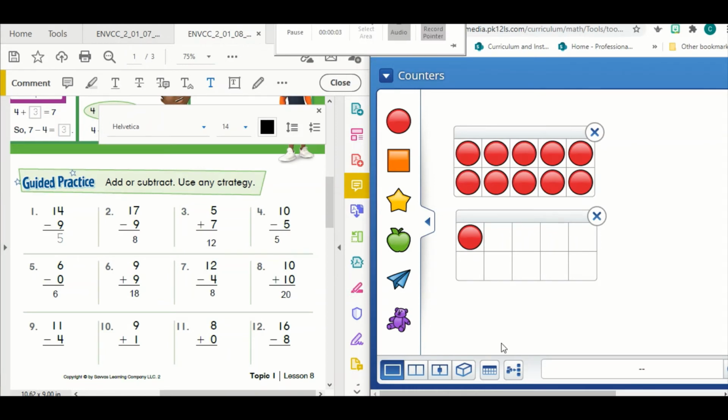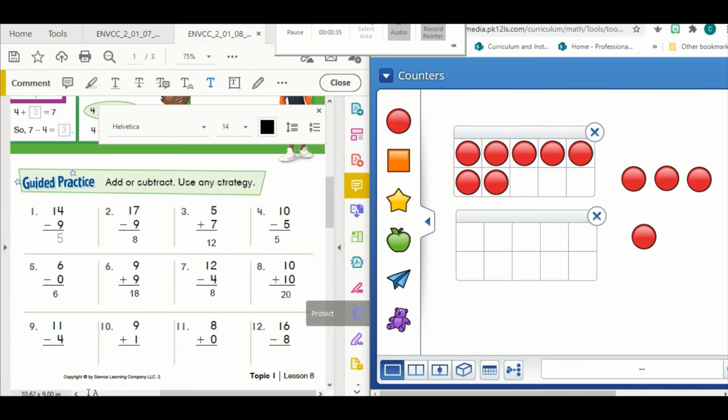So this is problem number 9. Again, if I'm going to be making a 10, which number would I turn into a 10? 11 or 4? So I have 11 minus 4. I'm going to turn that 11 into a 10. It's going to be easier for me. So what I'm going to do, 11 minus 4, I'm going to take 1 away, and then I'm going to have to take 3 more away to have taken a total of 4. So 11 minus 4 is going to be 7. 11 minus 1 is 10, 10 minus 3 is 7, 11 minus 4 is 7.